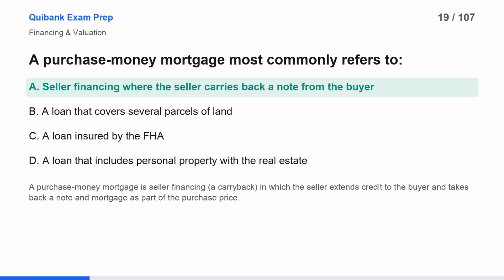The answer is A. Seller financing, where the seller carries back a note from the buyer. A purchase money mortgage is seller financing, a carryback, in which the seller extends credit to the buyer and takes back a note and mortgage as part of the purchase price.